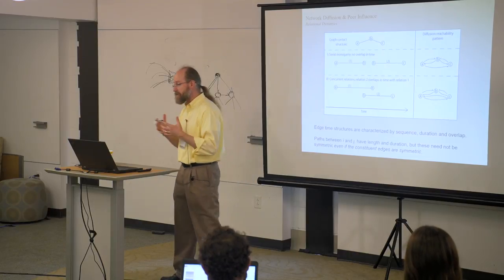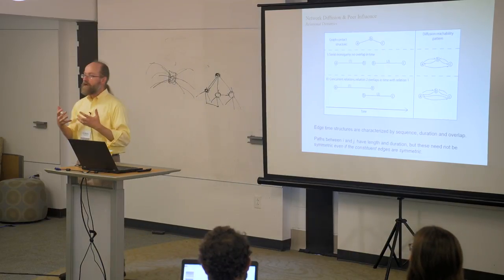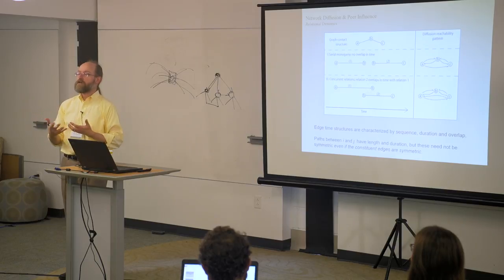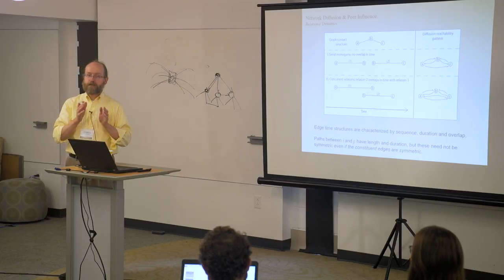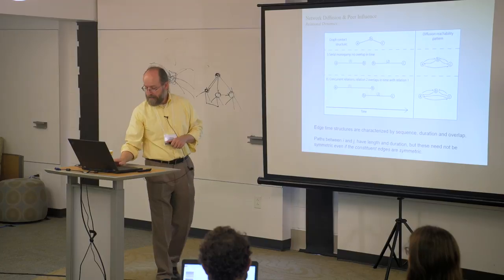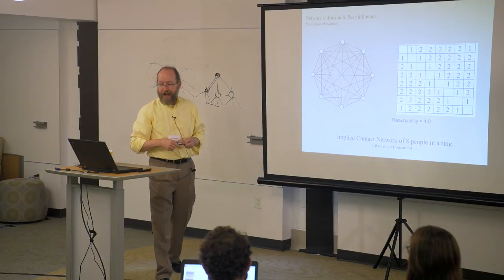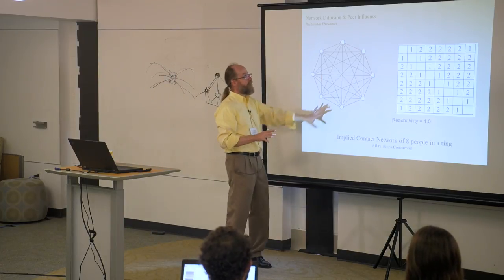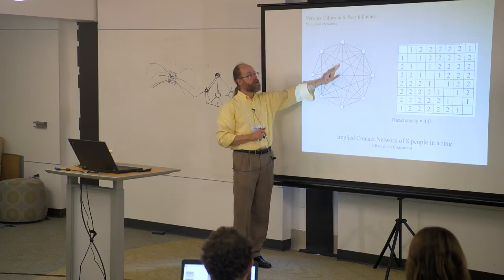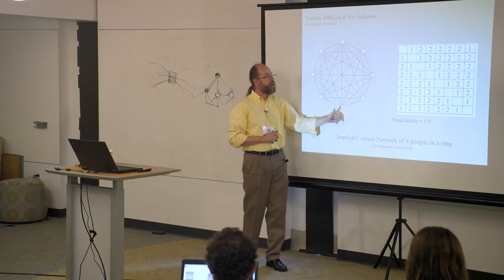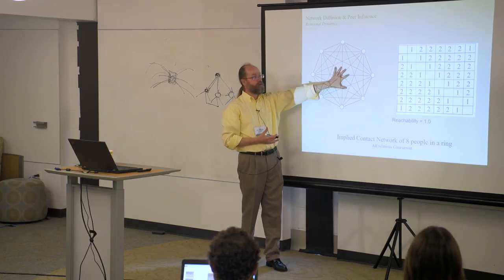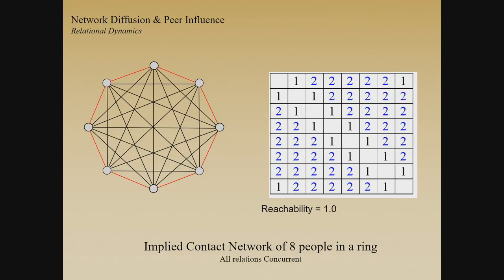So you've created this possibility to have much greater reach in the network than you would if the exact same contact pattern were limited in time. To make that point really clear, imagine I have the exact same contact graph where all the edges are concurrent. So I put the real observed edges in red, and the implied exposure edges in black, right? So in this case, everything's concurrent. It's possible for each person to reach every other person. I can reach you clockwise, or I can reach you counterclockwise, right?